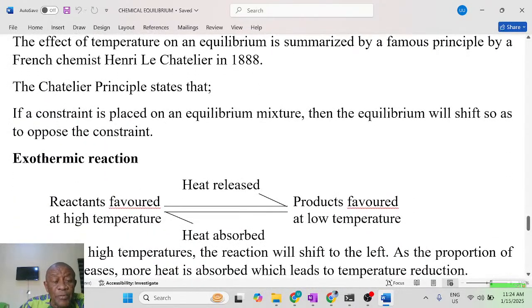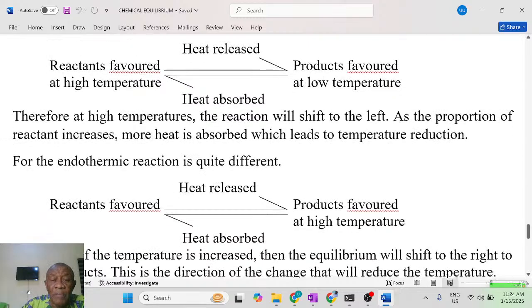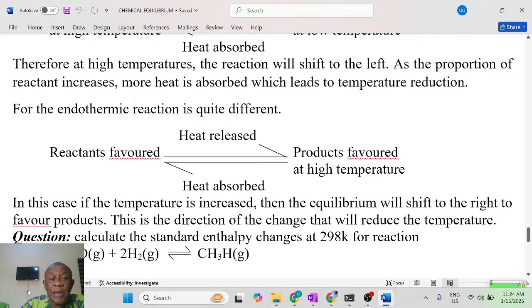So we see that reactants are favored at high temperatures. For an exothermic reaction, reactants are favored at high temperature, and heat is given out, while at low temperature products are favored. When heat is absorbed, we are back to the reactants. Therefore, at high temperature, the reaction will shift to the left as the proportion of the reactants increases.